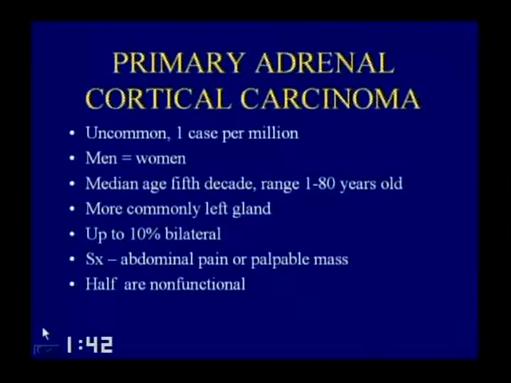Now, how about primary adrenal cortical carcinoma? Since we've mentioned that some of these preceding tumors can be benign or malignant, what do the carcinomas do? They are uncommon, with an incidence of 1 in a million. Men and women are affected equally with a median age of the 5th decade. They more commonly present in the left gland, though up to 10% can be bilateral. Half are non-functional, and those may present simply with abdominal pain or a palpable mass.